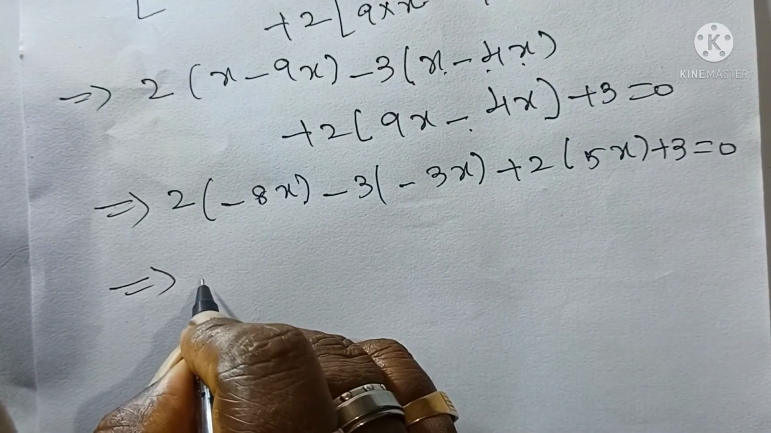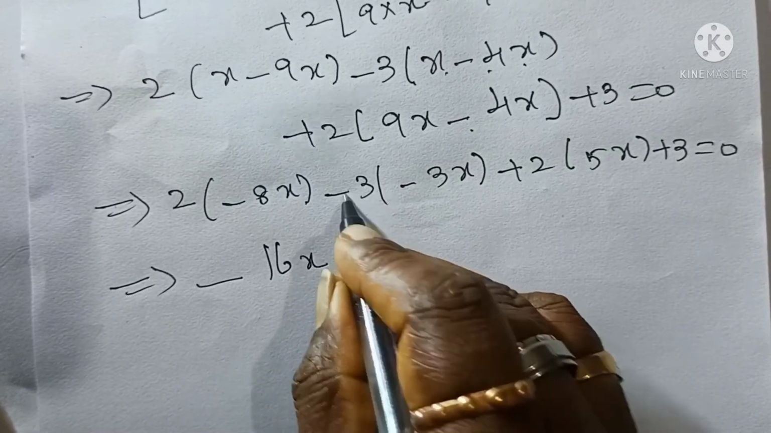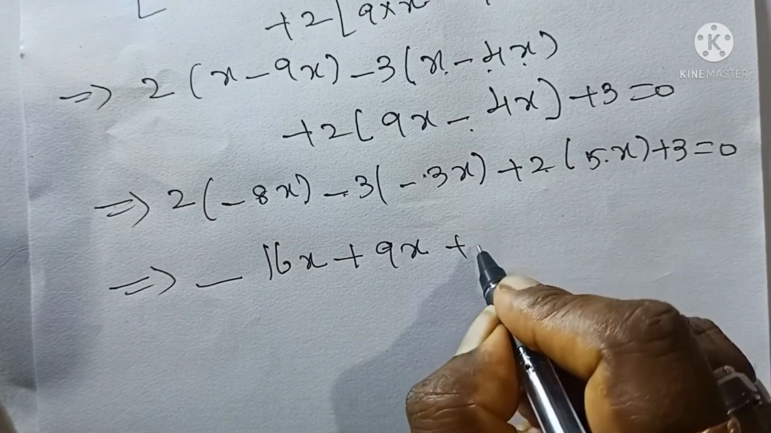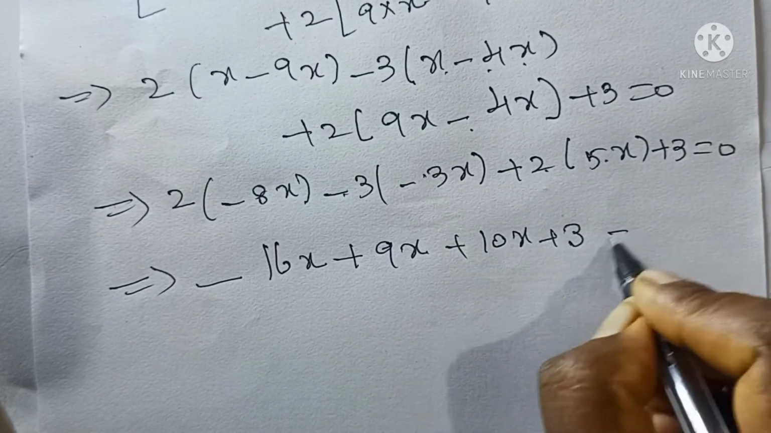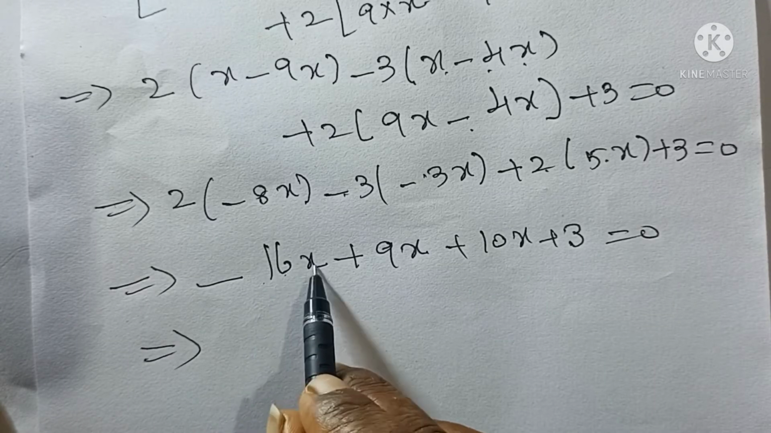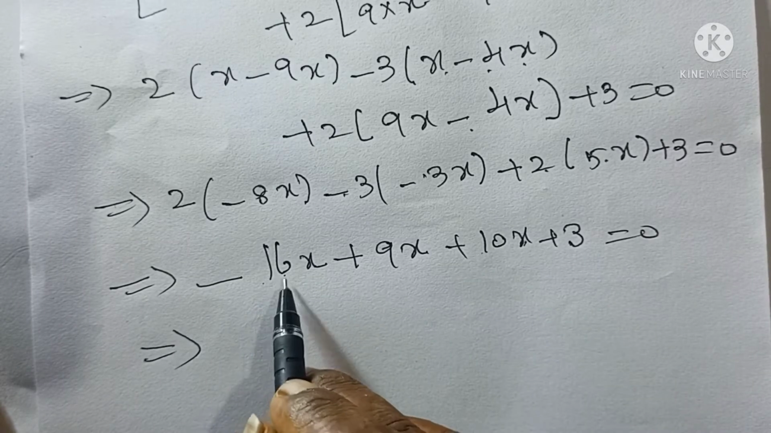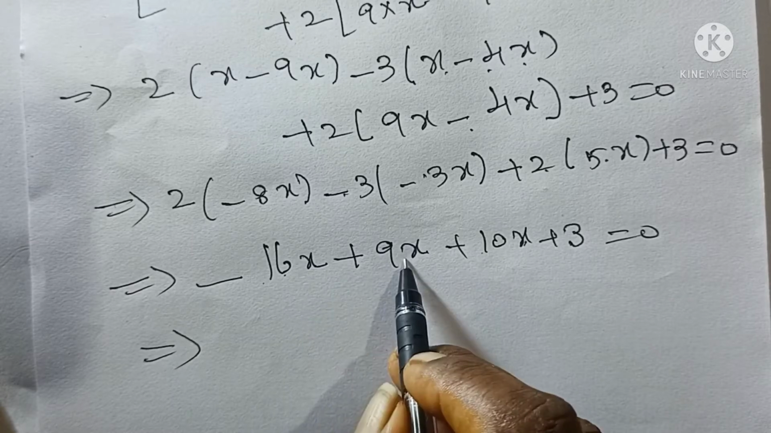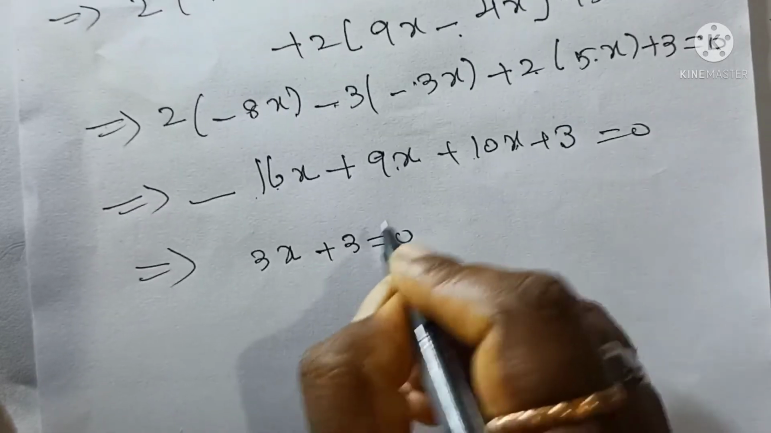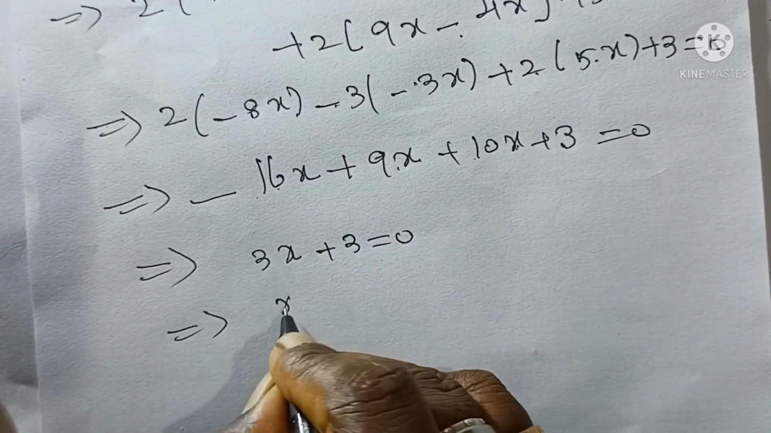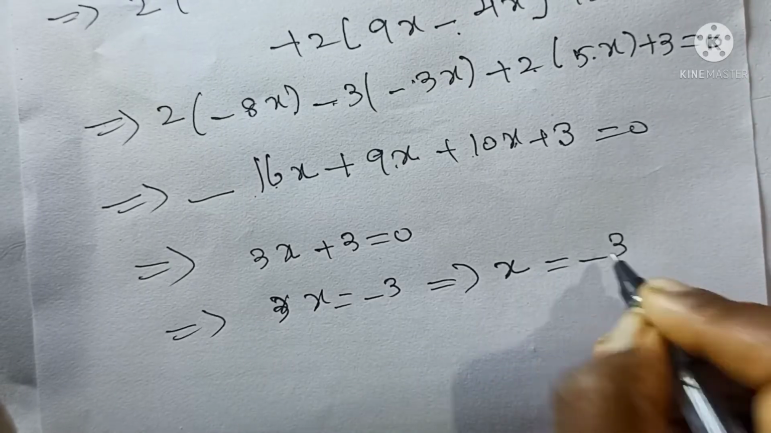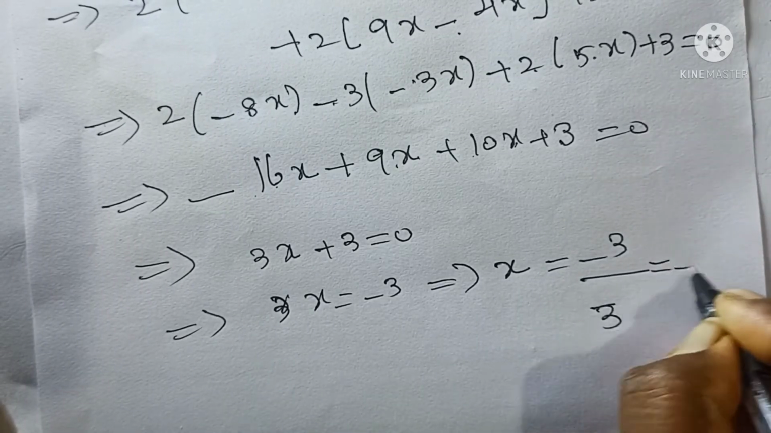This implies minus 16x minus and minus plus 9x plus 2 into 5x 10x plus 3 is equal to 0. So this implies what is minus 16x plus 10x minus 6x. So minus 6x plus 9x is 3x. So 3x plus 3 is equal to 0. So this implies 3x is equal to minus 3. This implies x is equal to minus 3 by 3, which is equal to minus 1.